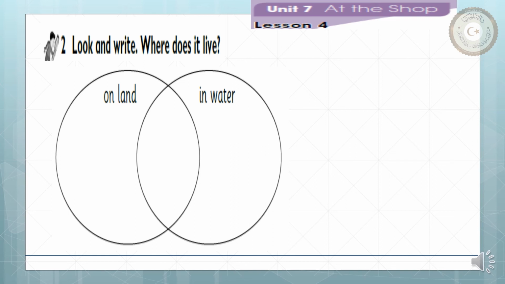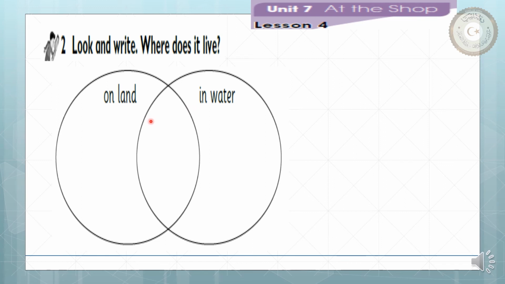Here we have two ovals. Look at the top of these ovals. Here we have two words: on land, in water. Now we are going to decide which animals can walk on land and which animals can swim in the water, or which animals can do both of them.